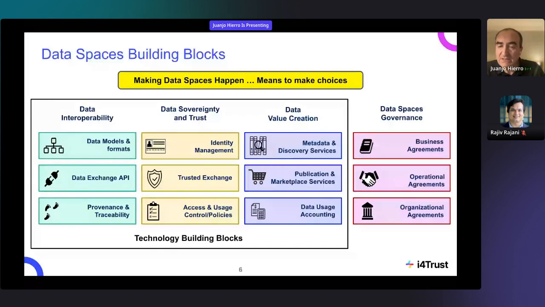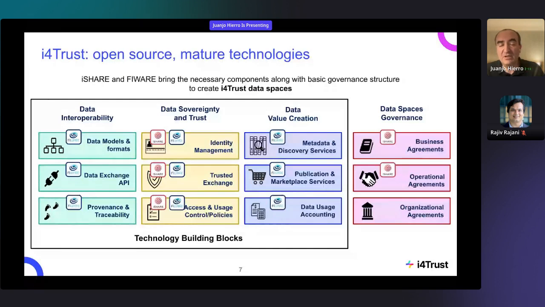That was indeed a common vision that FIWARE Foundation and iSHARE shared when we decided to initiate this collaboration program. And actually, what i4Trust is about is bringing together mature technology that's coming from iSHARE and from FIWARE, materializing the necessary components along with basic governance to create data spaces.